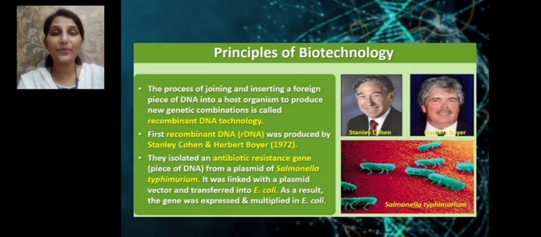And with the help of the vector, it was transferred into E. coli. So E. coli is the host organism. As a result, the gene was expressed and multiplied in E. coli, the host organism. So this was the first rDNA which was made by Stanley Cohen and Herbert Boyer.